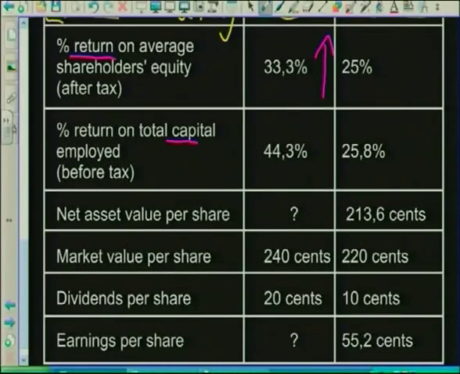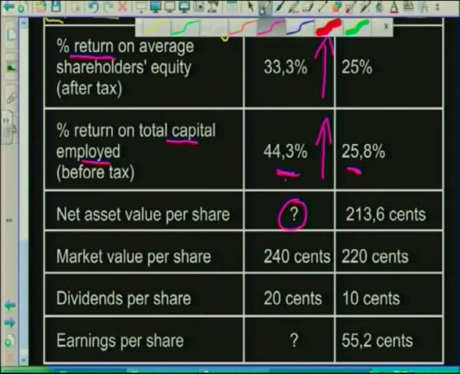Next ratio, percentage return on total capital employed before tax. 2008 calculated at 44,3%, 2007 25,8%, and again we see there's been an increase in return if we compare 2007 to 2008. Net asset value per share, 2008 is not given to us, 2007 given to us at 213.6 cents.